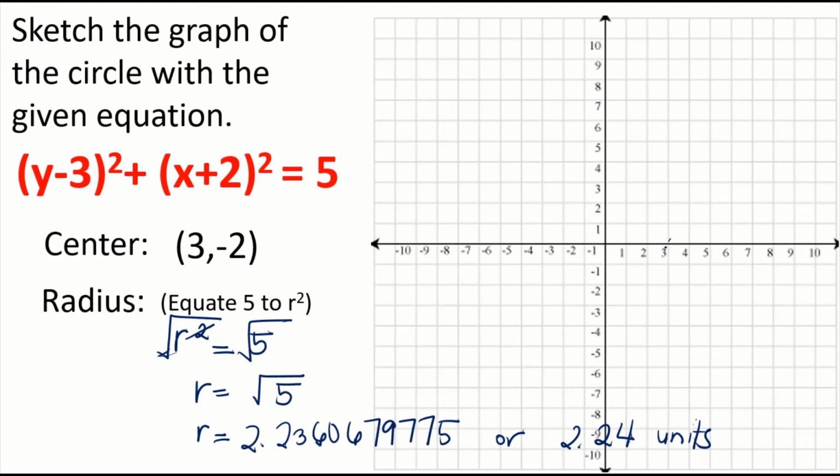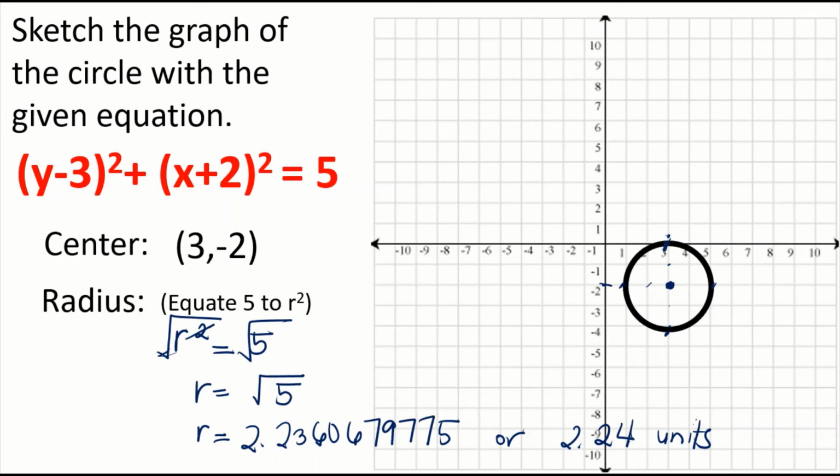So we have 1, this is 3, and this is negative 2. So the center point is here. And then count 2.24 units. So we have 1, 2, and then konting usog lang for 0.24 units. And then another one, bilang tayo ng pababa, we have 1, 2, and 0.24 units. And then 1, 2, 0.24 units. And then we have also 1 and 2 and 0.24 units. So when we connect those points, we will have this circle.